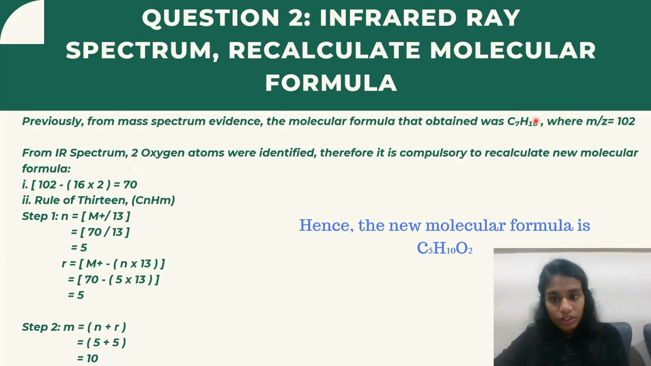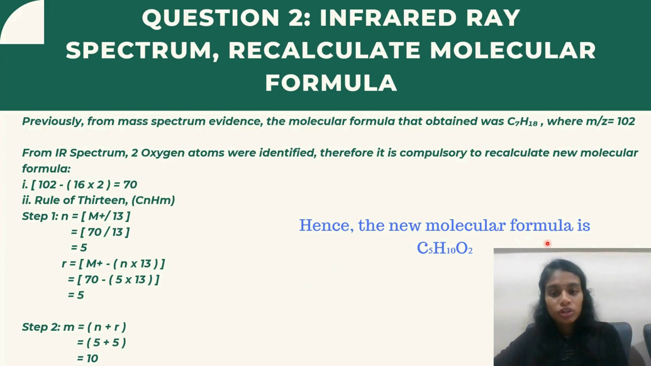For that, we need to subtract 2 oxygen atoms from 102, which is 16 times 2. We will get the new molecular mass, which is 70. This value will be used to find the molecular formula for the hydrocarbon. For that, we need to use the rule of 13, which is CnHm. So 70 will be divided by 13 to get the value of n, which is 5. Then the r value will be calculated for the m calculation, where 70 minus 5 times 13, we will get 5. So m will be n plus r, which is 5 plus 5 equals 10.